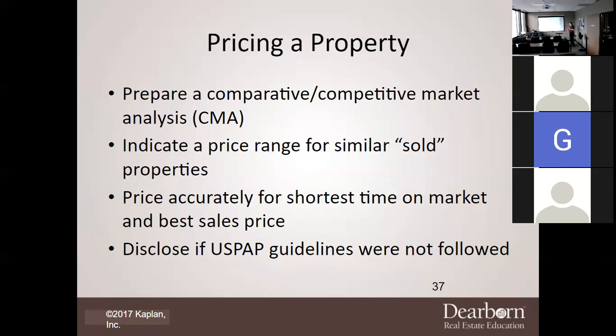Thank you. You're welcome. So the next one here is after you've prepared that CMA, you want to indicate a price range. And the key point on this is you want to look at the price range when you're doing a CMA. A lot of people focus on the active. New agents focus on the active side. What's the problem with that? What did we just say a minute ago, Travis?